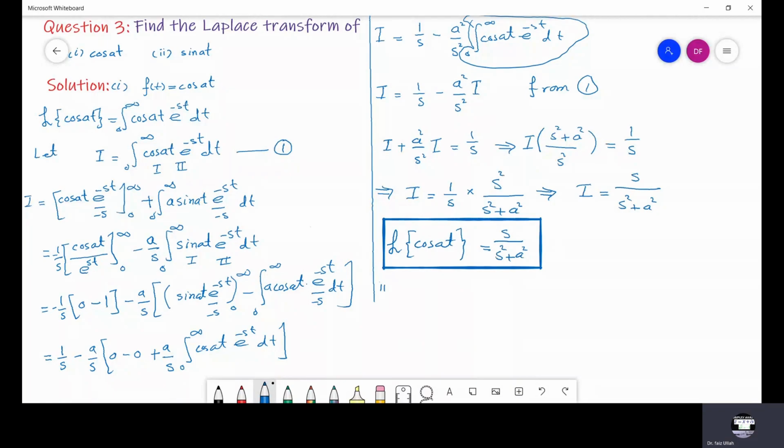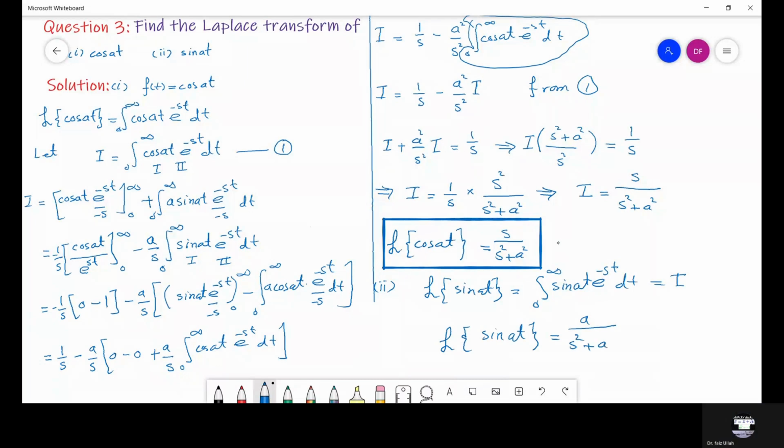In a similar procedure, if we want to prove the Laplace transform of sine at, we will write the basic formula. Integration is from 0 to infinity of sine at into e power minus st dt. Now represent this by I, and in a similar way like part 1, you can obtain that Laplace transform of sine at is equal to a divided by s square plus a square. So we should remember these formulas.